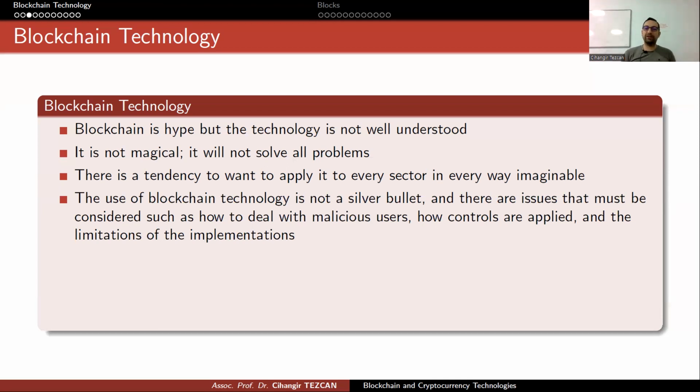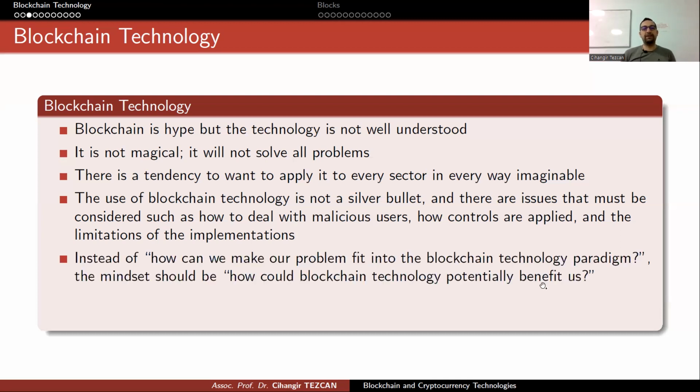The use of blockchain technology is not a silver bullet. And there are issues that must be considered, such as how to deal with malicious users, how controls are applied, and the limitations of the implementations. Instead of asking how we can make our problem fit into the blockchain technology paradigm, the mindset should be how blockchain technology could potentially benefit us. Okay, this is the trick here, because people look at the problem as the first question, so they try to apply blockchain technology in every imaginable way.